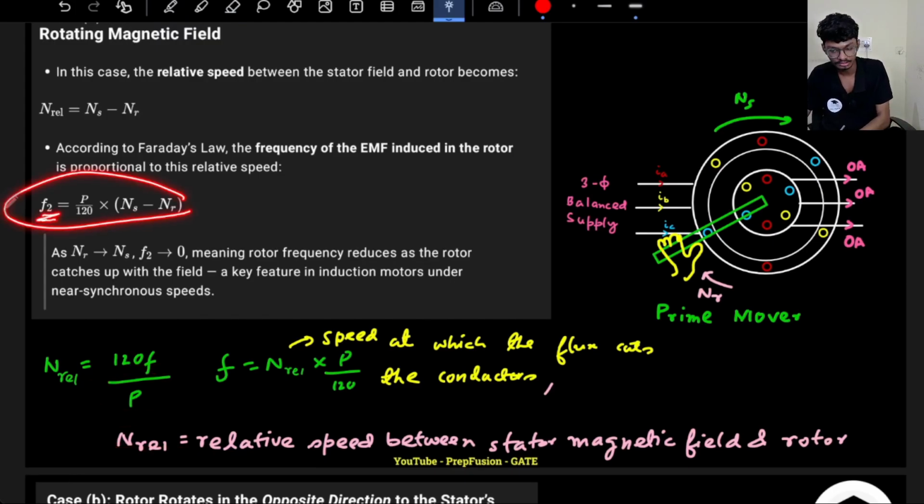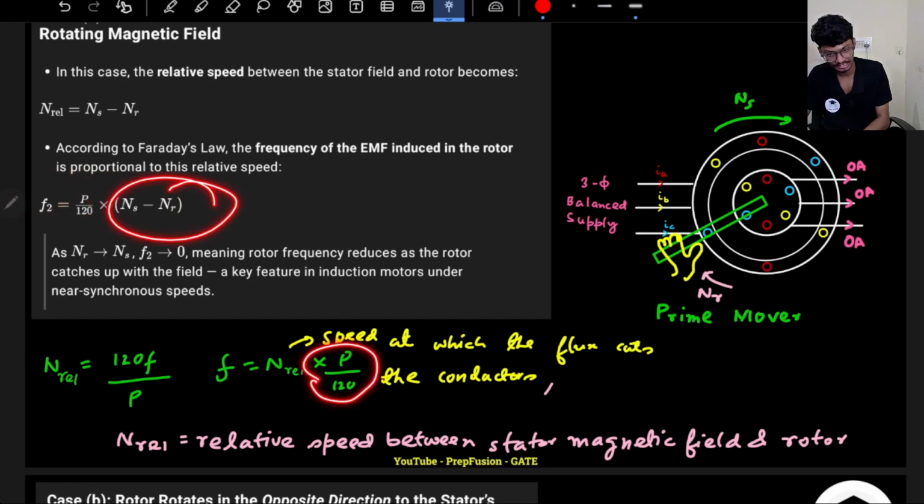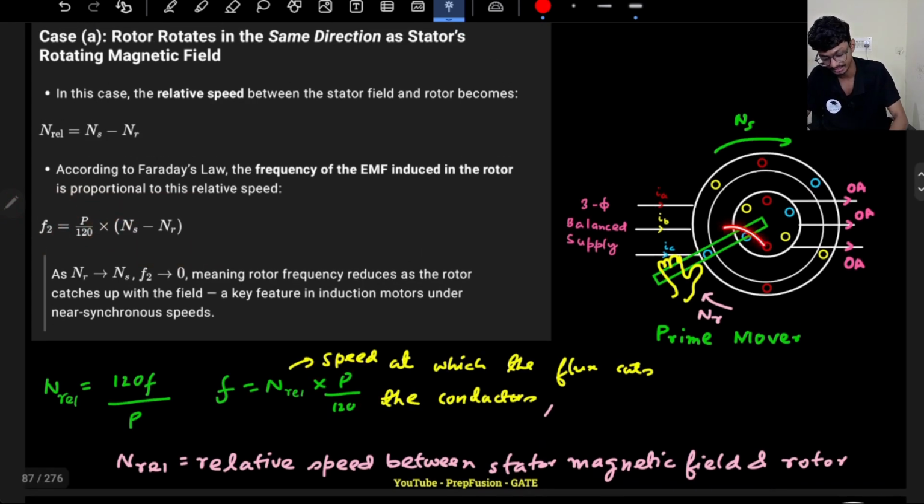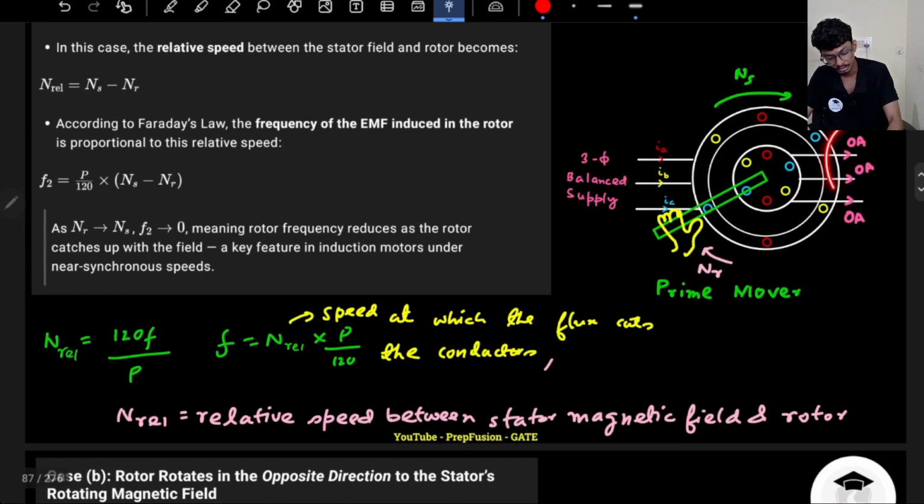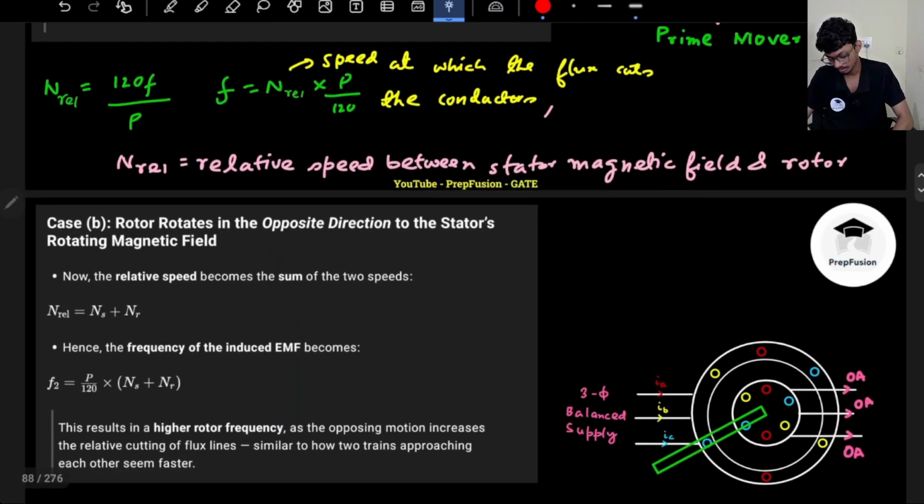So f2, the frequency of the induced EMF in the rotor, will be p by 120, as I have written over here, into the relative speed. In this case the relative speed is ns minus nr, if both the rotor and the stator are rotating in the same direction. Remember, it is open circuited.